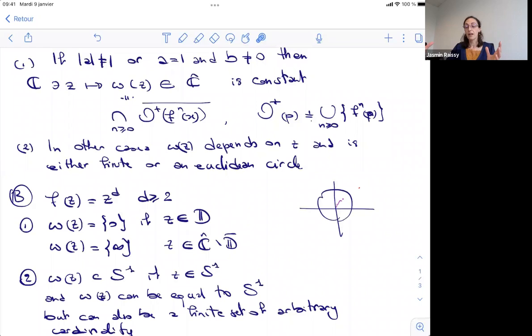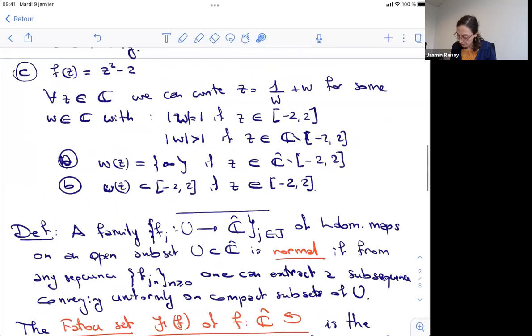And whenever I take a point in the unit circle, I have more or less half of the neighborhood in the unit disk, points whose orbits converge to the origin, and half of the points in here are going to converge to infinity. So it can't be in the Fatou set, so it has to be in the Julia set.